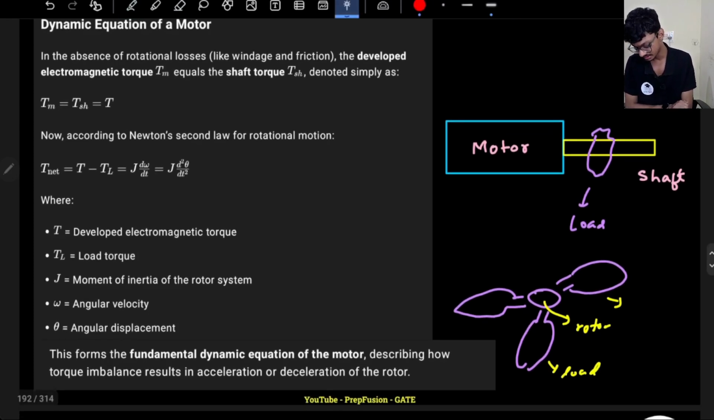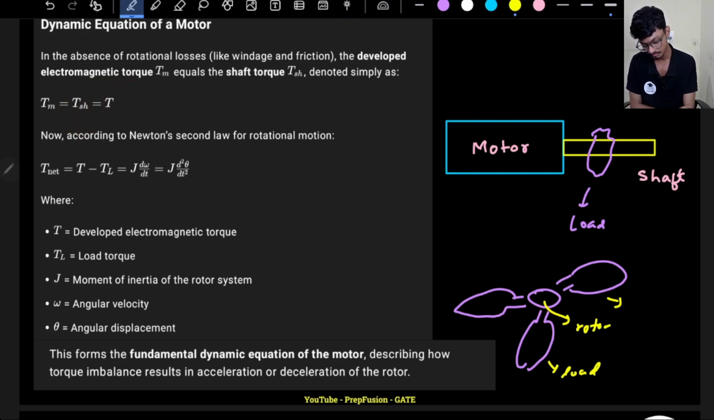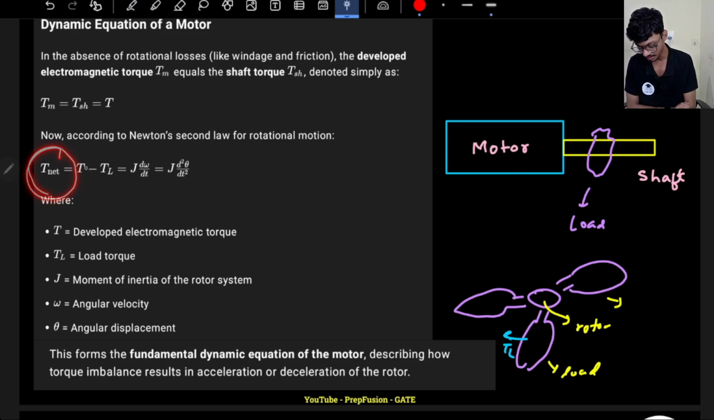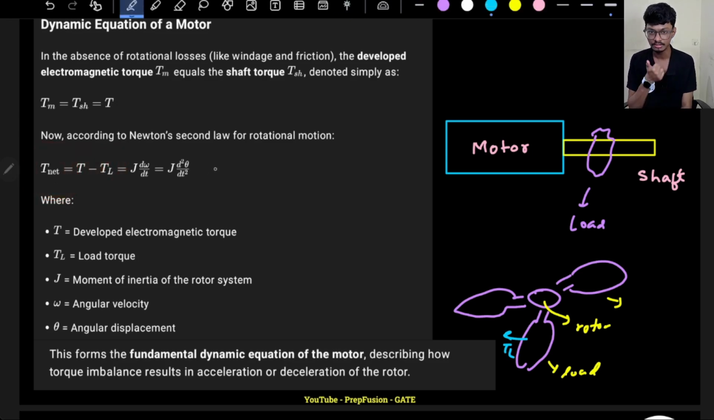We have already discussed that we are assuming the developed power is equal to the shaft power, which is equal to torque. The load itself will provide some load torque in the opposite direction. So the net torque will be T minus TL. This is equal to J alpha, where J is the moment of inertia and alpha, d square theta upon dt square, is the angular acceleration.